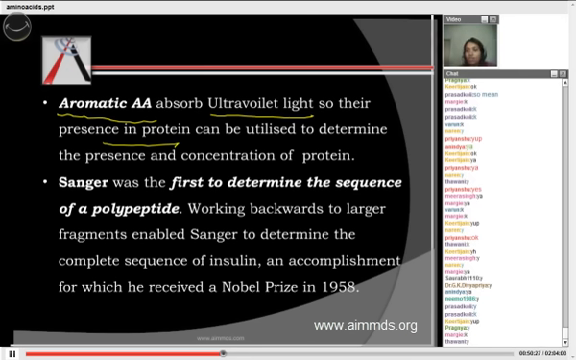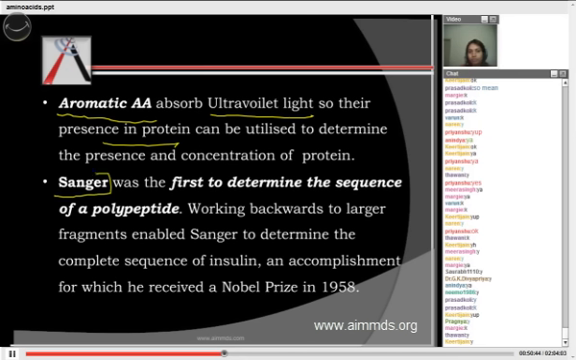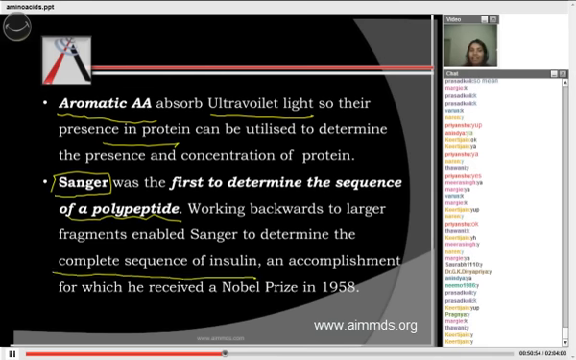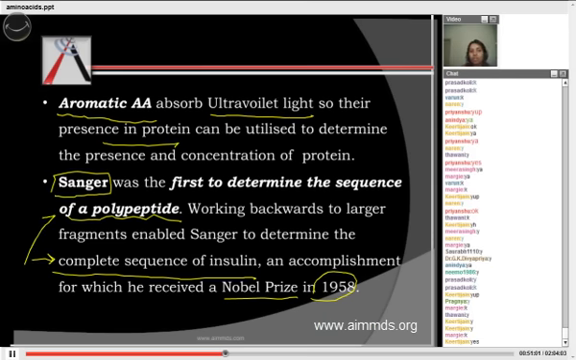So we already know that amino acids are the building blocks of proteins. If a particular protein has aromatic amino acids, that property of these aromatic amino acids to absorb ultraviolet light can be used to measure the concentration of the proteins. And Sanger was the first one to determine the sequence of a polypeptide. He was the one to determine the complete sequence of insulin, and for that he got the Nobel Prize in 1958. The complete sequence of insulin was determined by Sanger.